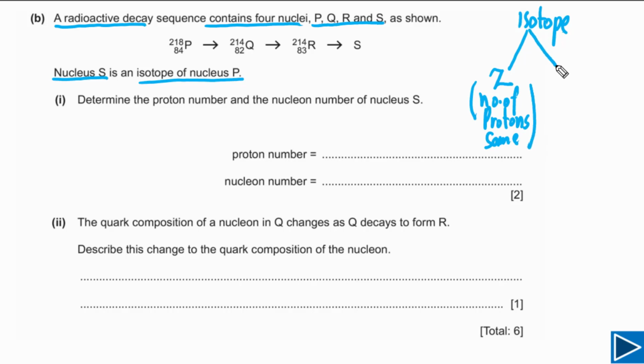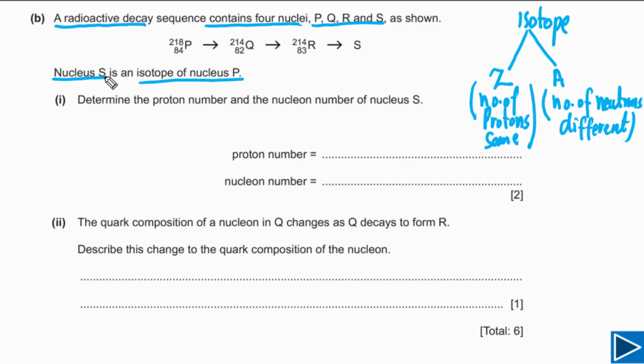But isotopes, they have different mass number. Different mass number simply means that they have different number of neutrons because they have the same number of protons. So the number of neutrons, they are different. And they're atoms of the same element because they have the same atomic number. So this is one thing we need to understand: what is an isotope.